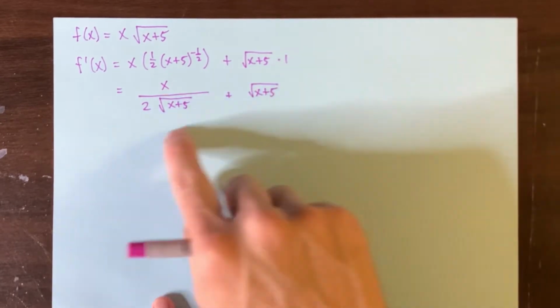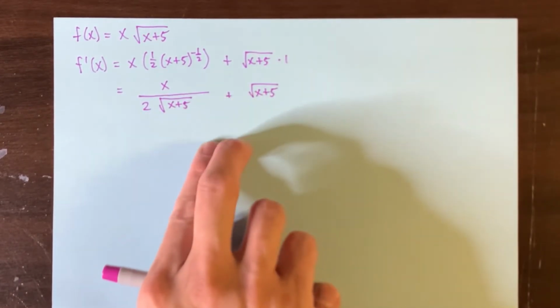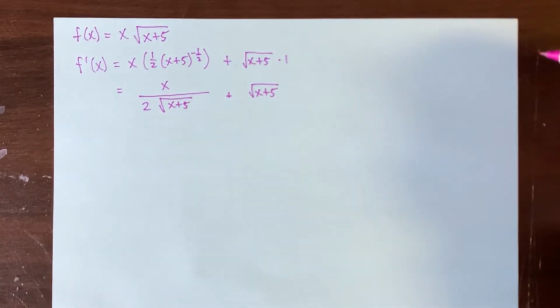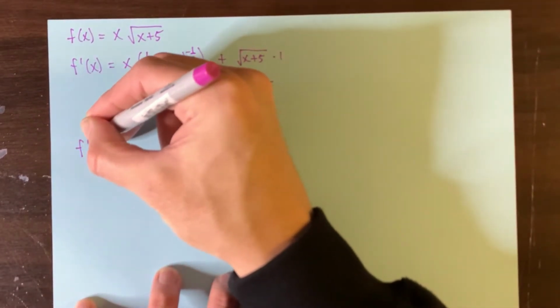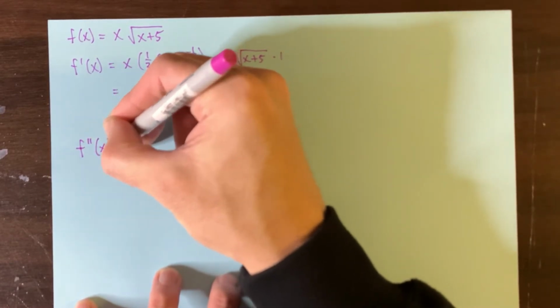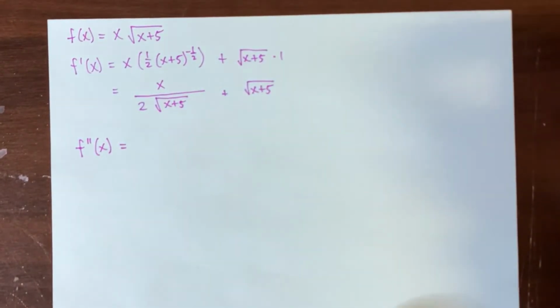Can this be simplified? Can we turn these two objects into one term? Yes, we can. Do you have to? No. And I just won't. Let's see. The second derivative, which is what we need, because the second derivative reveals points of inflection.